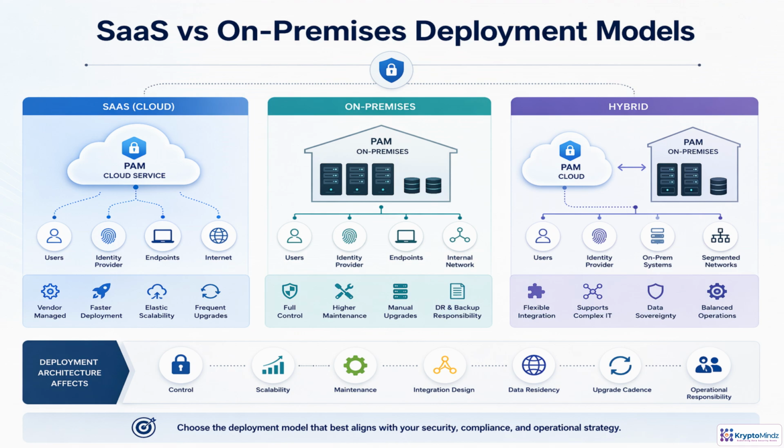On-premises gives more direct control over infrastructure and isolation, but your team owns patching, upgrades, capacity, backup, and disaster recovery. Hybrid is often the practical answer when cloud identity, Active Directory, legacy systems, and segmented networks all coexist. The best choice follows compliance needs, network design, latency tolerance, and operational maturity.